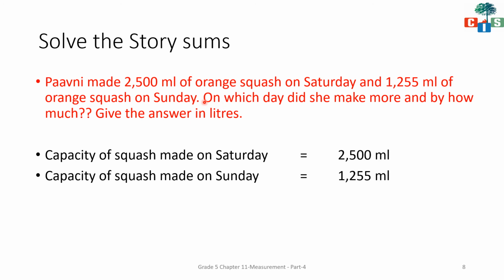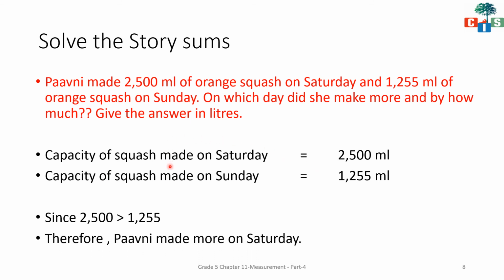Now what we need to find scholars? We need to find on which day she made more. So from these 2 days we have to find on which day she made more squash. So obviously we can see that 2500 ml is greater than 1255, right? So on which day did she make more? She made more on Saturday. So our first statement of the answer will be: therefore Pavni made more on Saturday. Now what we need to find scholars? We need to find by how much. Okay. So we will see how much more she made on Saturday.